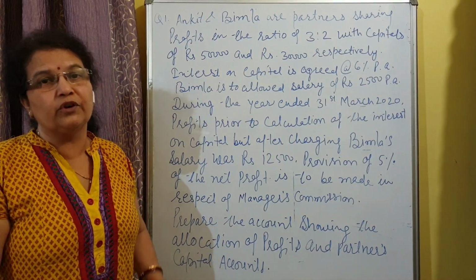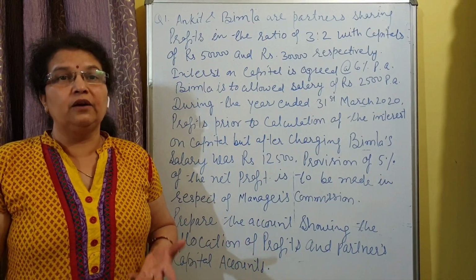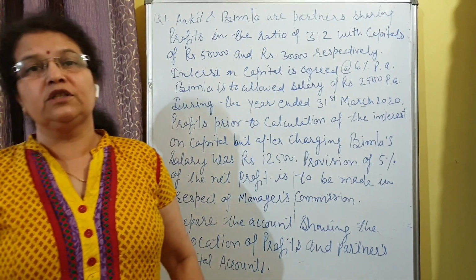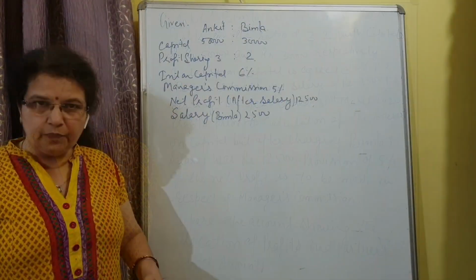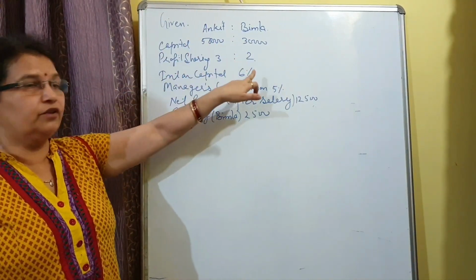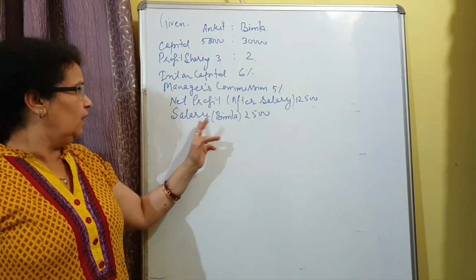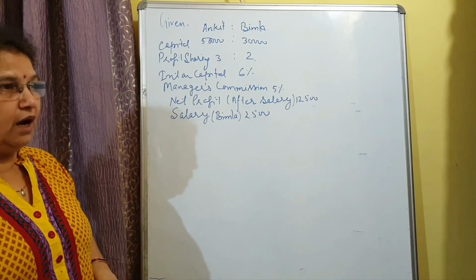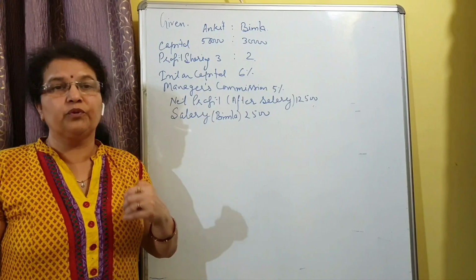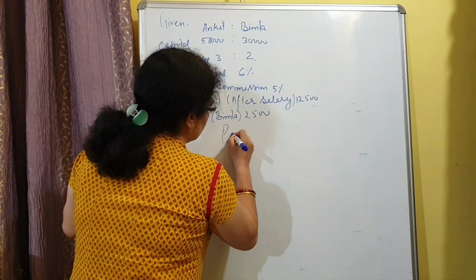Now what do we have to do? Firstly, we have to make the profit and loss account for the calculation of manager's commission, and after that we have to make the profit and loss appropriation account. As per the question, the data is given: Ankit and Bimla's capitals, the profit sharing ratio, interest on capital, manager's commission, net profit, and salary to Bimla. Before making the profit and loss appropriation account, firstly we have to provide the manager's commission. So first we have to make the profit and loss account.